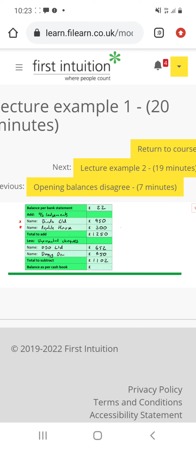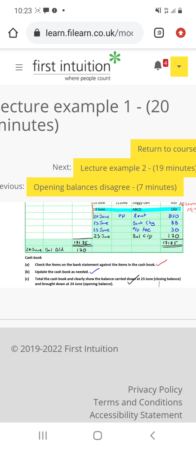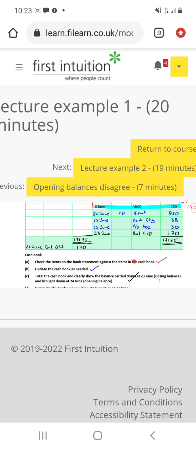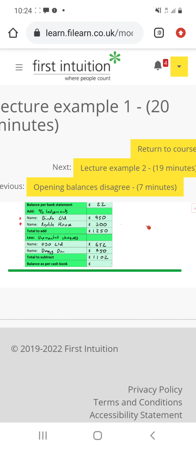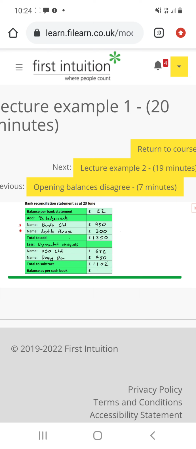Now the final bit to enter is the balance per the cash book. Per the cash book, remember, we've worked out that the final figure, the amount at the end of the period, is this 170. That's the balance on the cash book, so that's what should go in there.